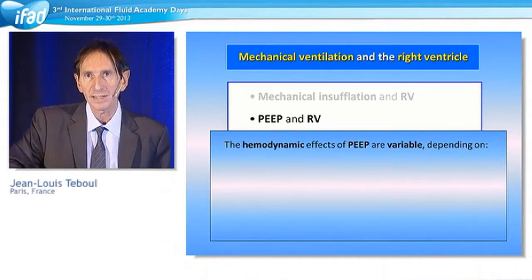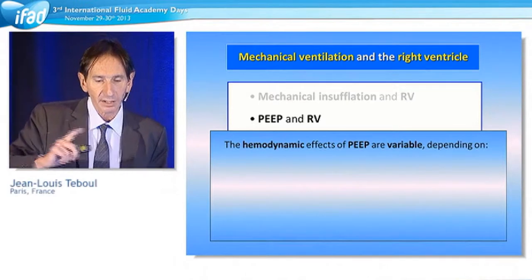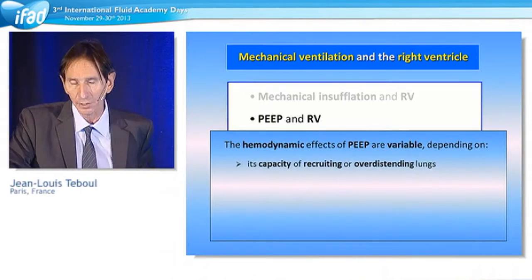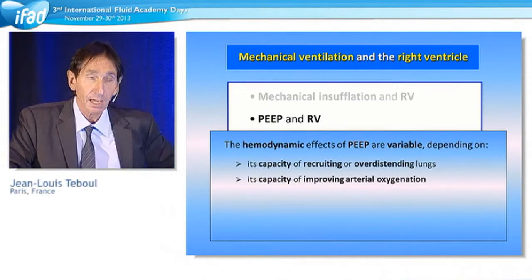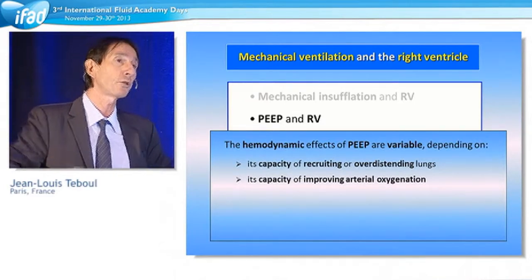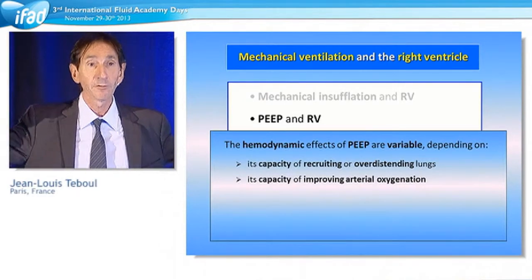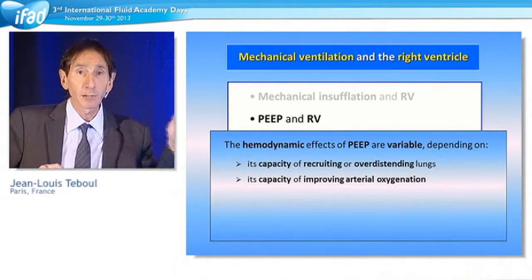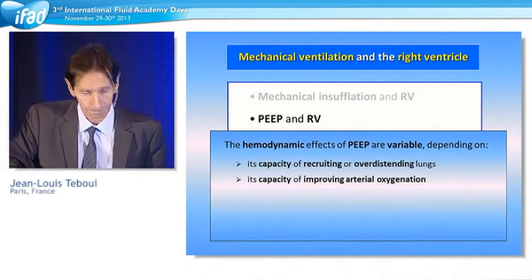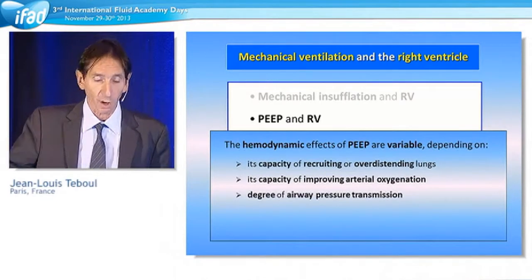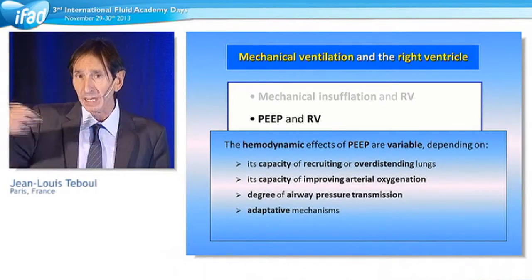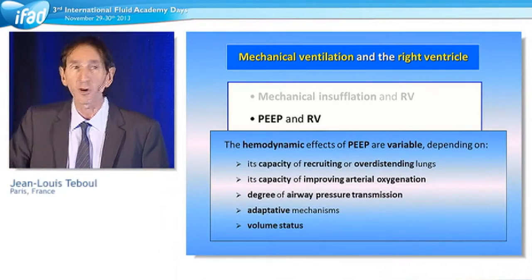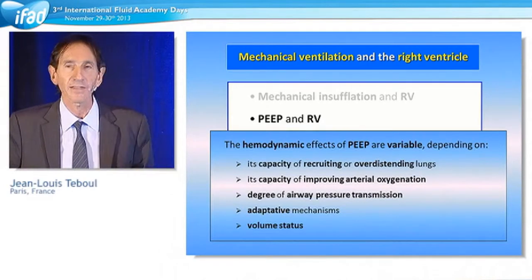But we know that the hemodynamic effects of PEEP are variable, depending on its capacity of recruiting or overdistending lungs, okay? This is what I said. Its capacity of improving arterial oxygenation, because if you improve PaO2, you can decrease the pulmonary vascular resistance because of the hypoxic vasoconstriction. Also, the degree of airway pressure transmission, adaptive mechanisms to PEEP application, and finally, also volume status. And I will finish by that.